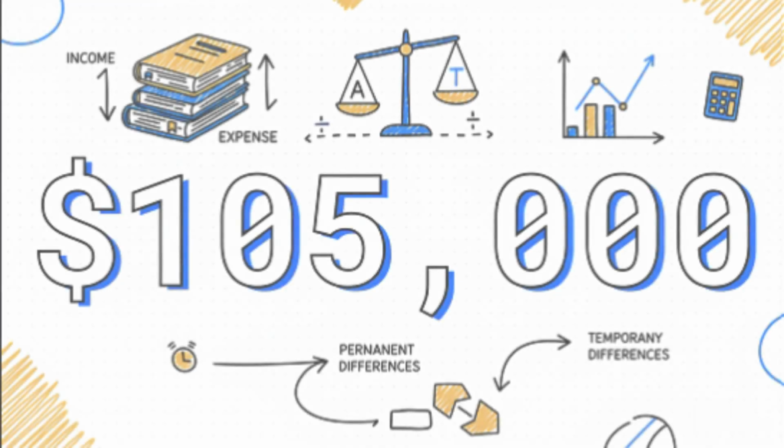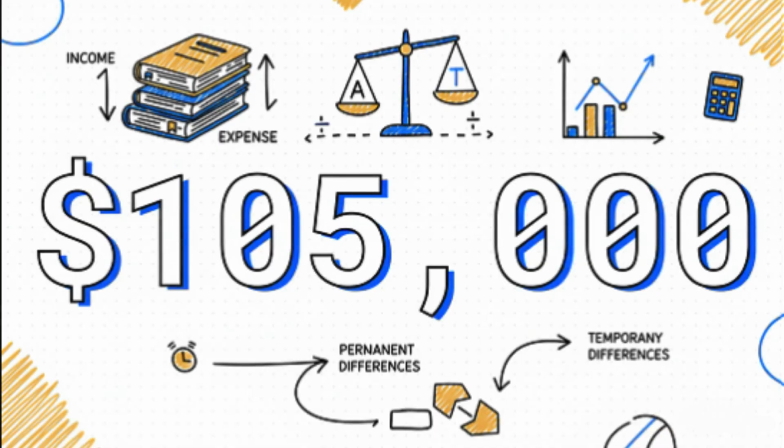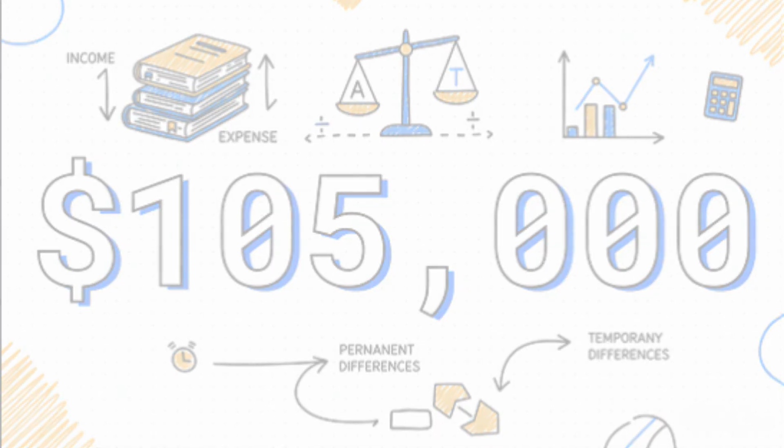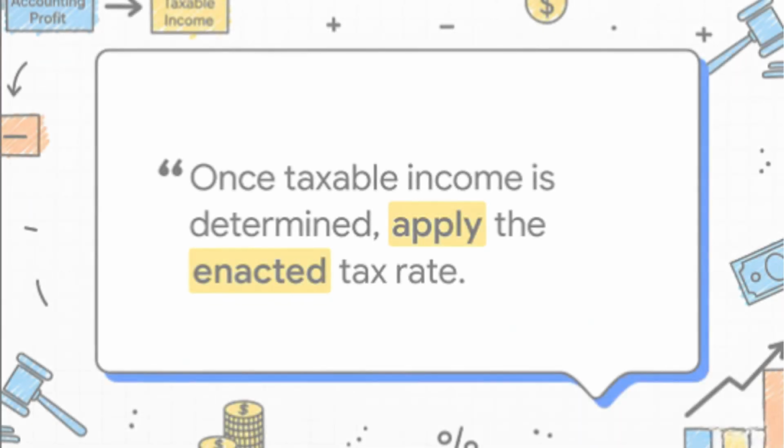And voila! You do the math, and what do you get? We started with $100,000 in accounting profit, but after all those adjustments, the final taxable income is $105,000. This is the number that matters to the tax authority, so we've got our magic number, $105,000.